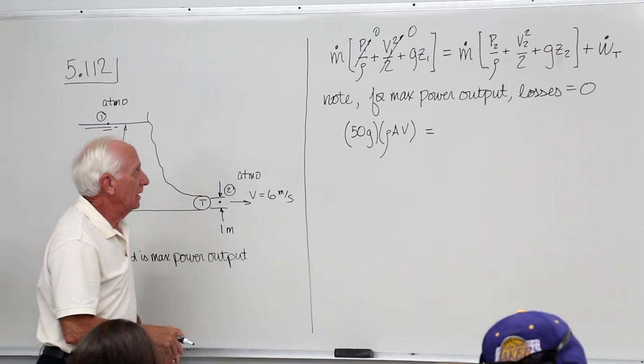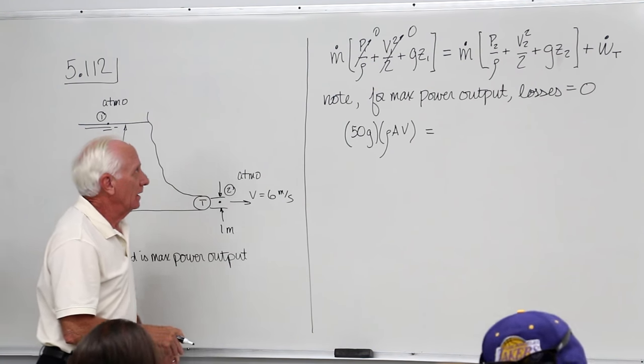V2 is 6, given to us. So we have V2 squared over 2. Z2 is 0, my datum is at the turbine, so Z2 is 0 and Z1 is 50, plus W dot turbine. Do I know rho? Yes, it's water, it's 1,000. Do I know the velocity? Yeah, it's 6.